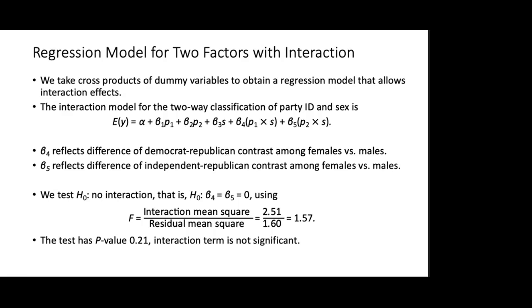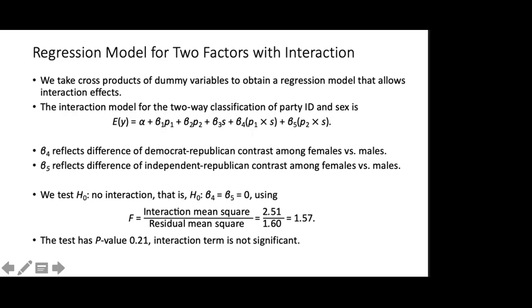So in order to include a two-way interaction of party ID and sex, we just form the cross products of our two dummy variables that code for party ID and our one dummy variable that codes for gender or sex, right? With continuous predictors, for a two-way interaction, we had only one cross product, because each predictor had only one coefficient.